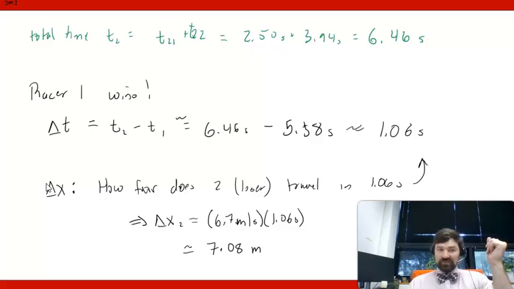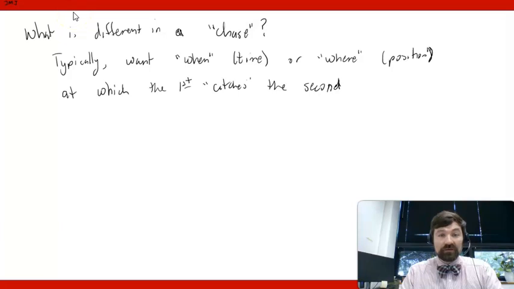So this is the basic process for solving these kinds of problems. Essentially what you do is you split them into two sets of equations and solve given your endpoint conditions. Alright, so that was races. Now we might ask, what do you do differently if you're doing a chase? And so in a chase, typically you're trying to find when or where the first person catches the second.